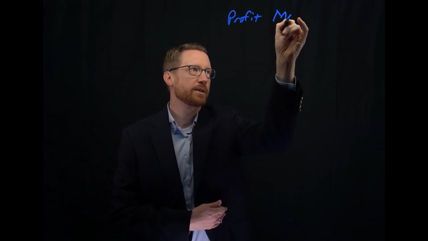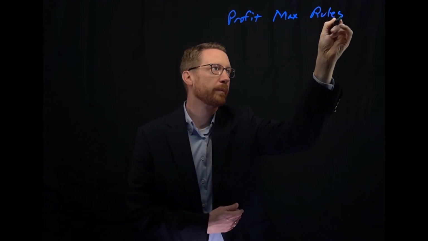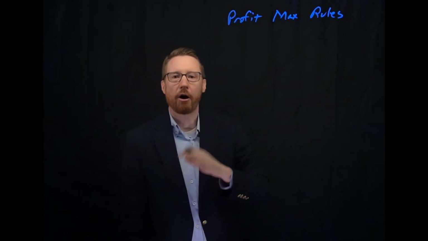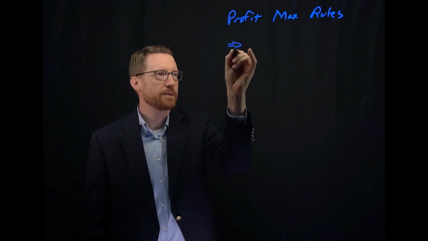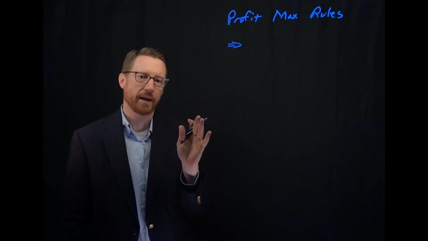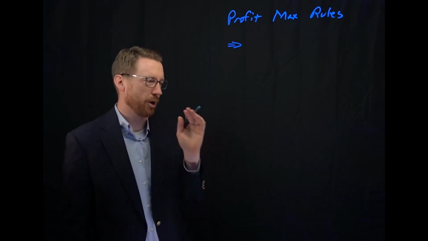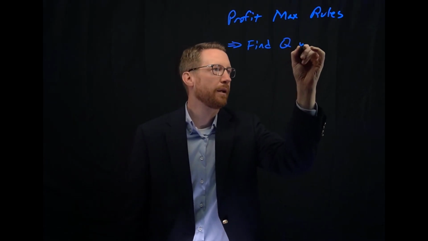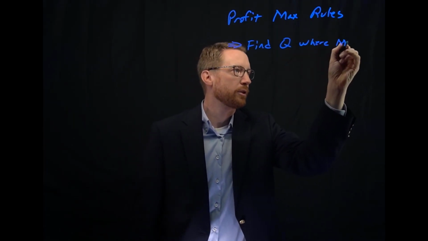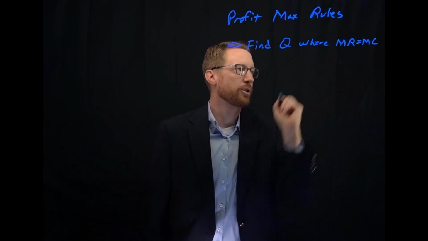Welcome back. Let's spend a few minutes thinking about our profit maximization rules for a competitive firm. Essentially, all of these start from the same spot, and that's the first thing the firm does. Its main thing is it finds the quantity where marginal revenue is equal to marginal cost.